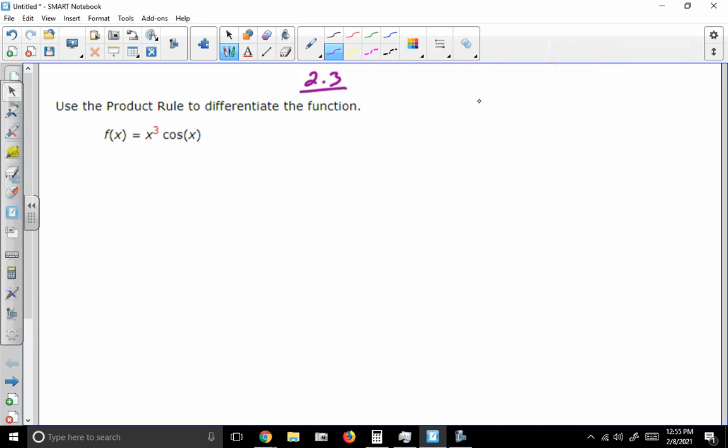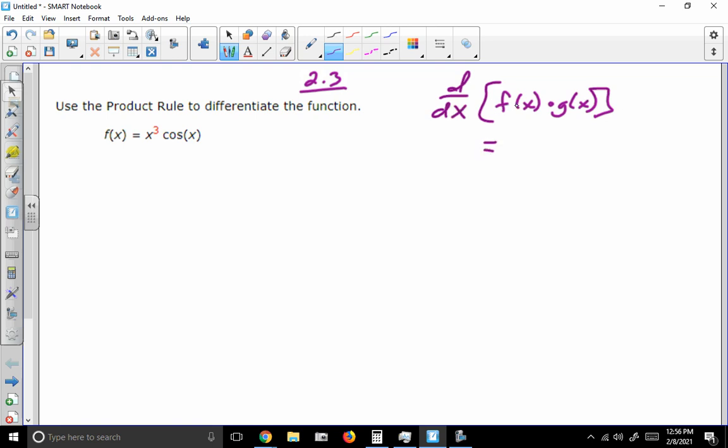In 2.3, we have two rules that we're going to focus on. What if we have a product where both pieces are variables? We've looked in a previous section where we had a constant times a function. What if we have a function times a function? If we have a function times a function and we want to take the derivative, it's not just so simple as take the derivative of each function.